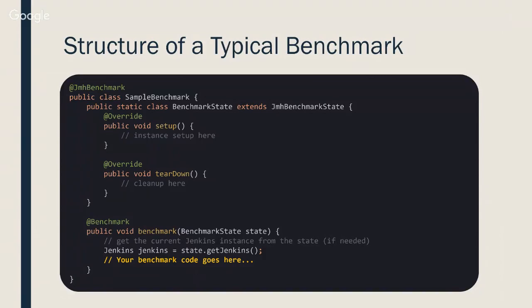And to get the Jenkins instance inside the benchmark, at the bottom we have the benchmark here. You can either use the Jenkins instance from the state that's provided, or you can just directly use Jenkins.get instance. And after that, you can put in your benchmark whatever you like.